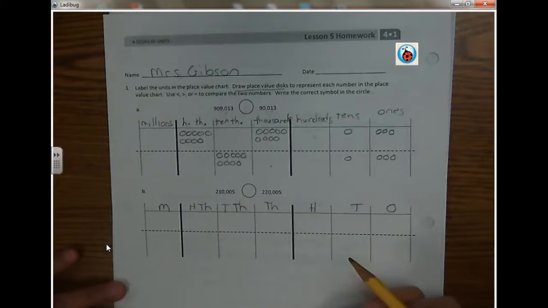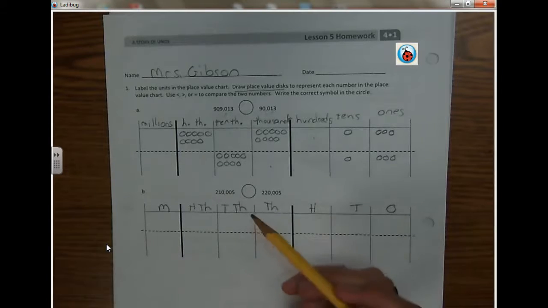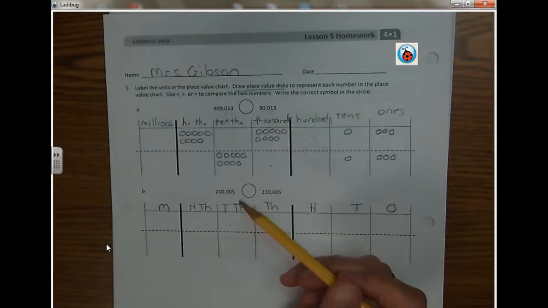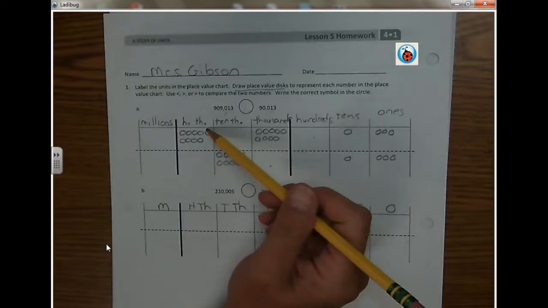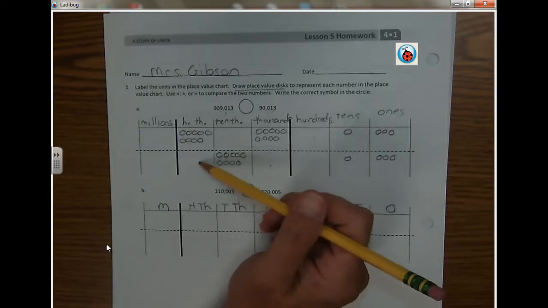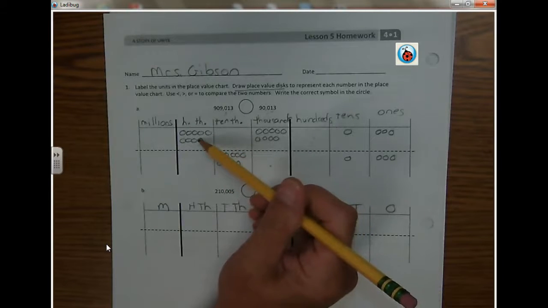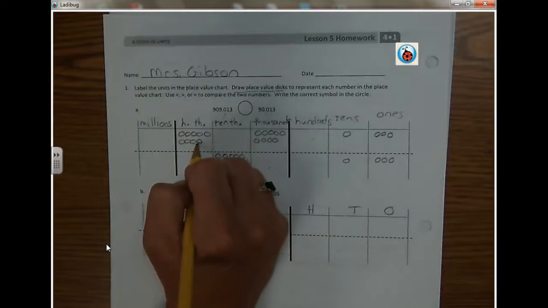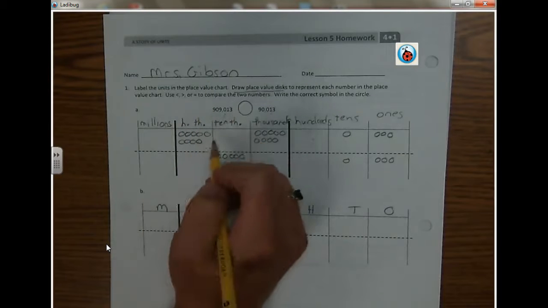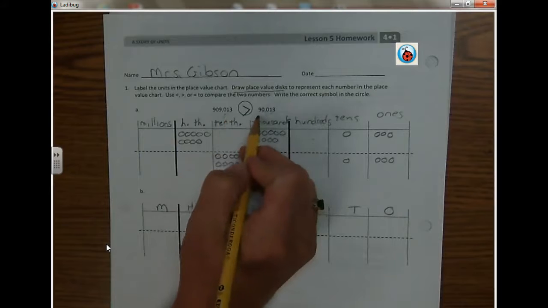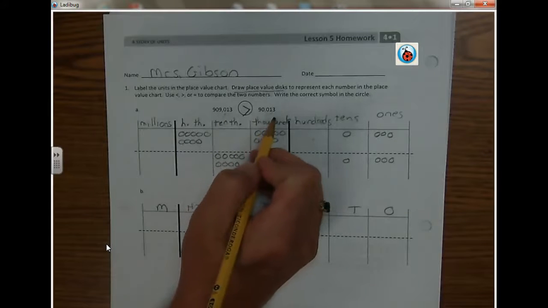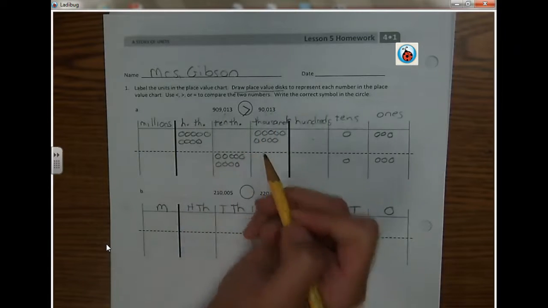Well, which number is bigger? Which one has the largest amount in the highest place value? The 100,000s is the highest place value. Well, there's 0 here and there's 9 here, which makes this one the greater number. So 909,013 is greater than 90,013. Okay?